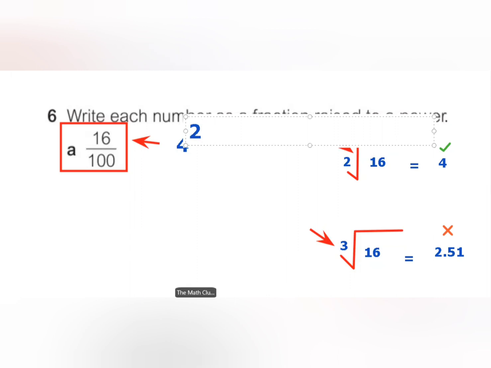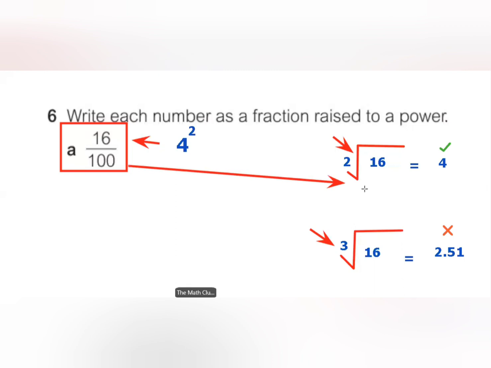Now this one is smaller. Good. Now we understand why we used power of 2? Because we didn't get any decimals with the square root. That's why we're using power of 2, which is this one. Now, because we used the square root for the numerator, we have to use the square root for the denominator. So we're going to do the same with the 100. We're going to put it here and check what's the answer.